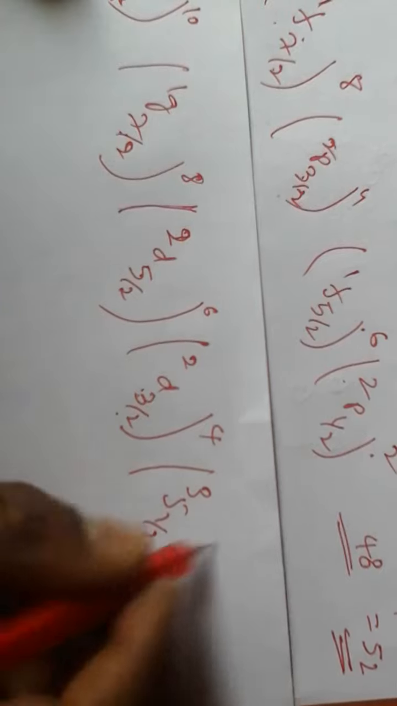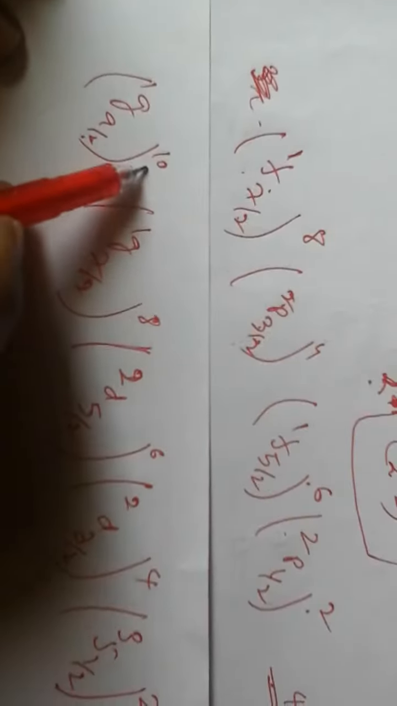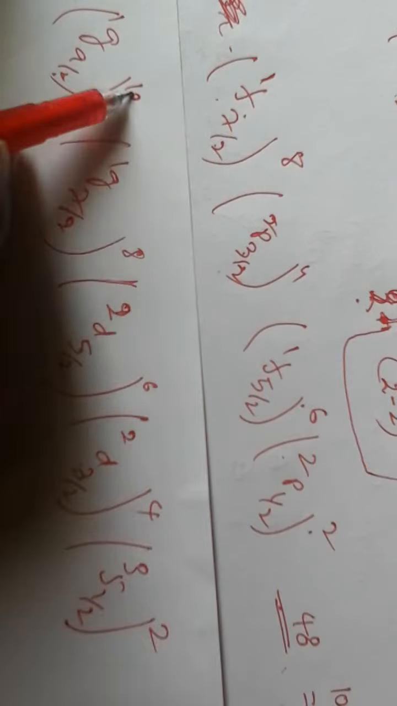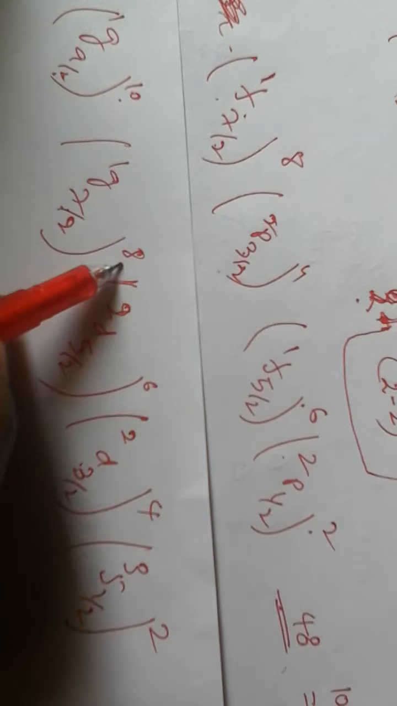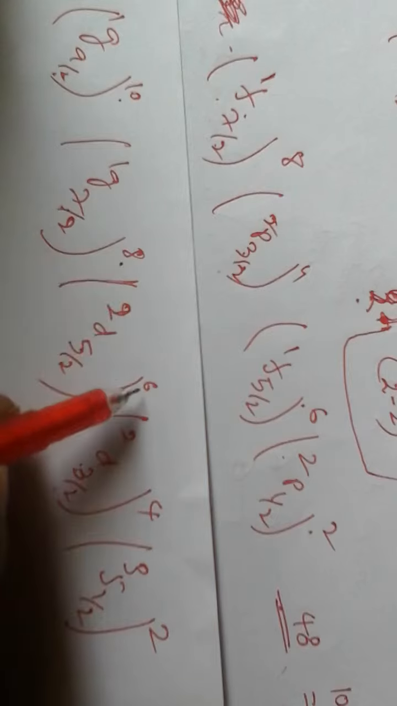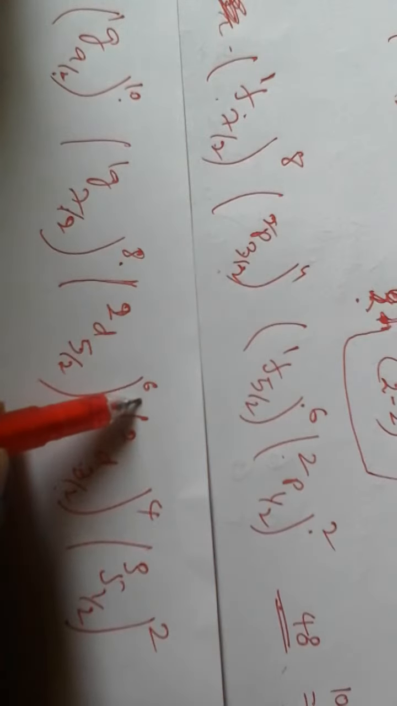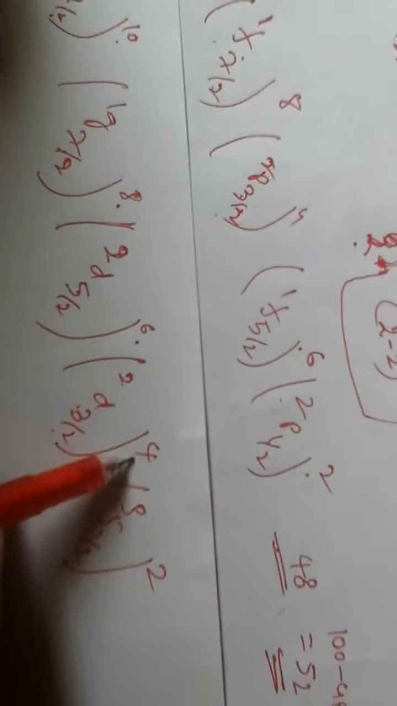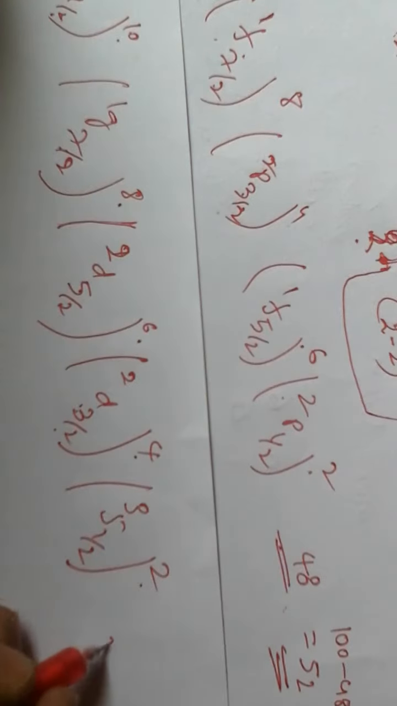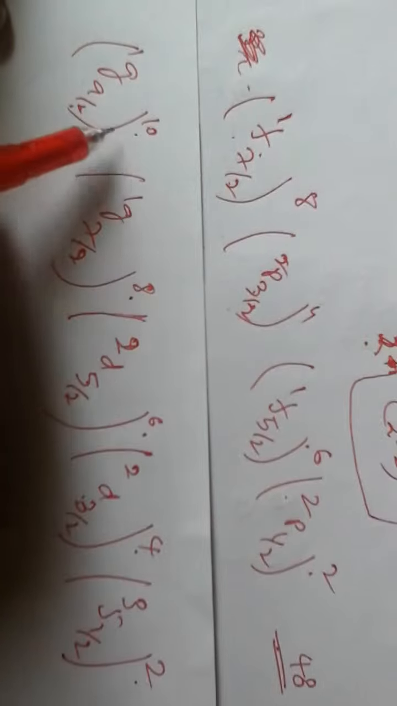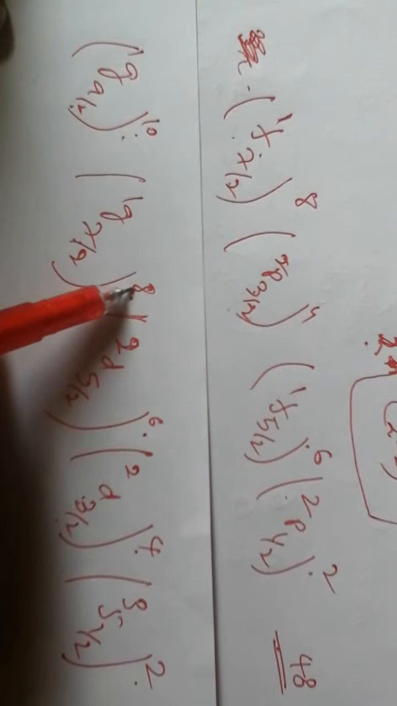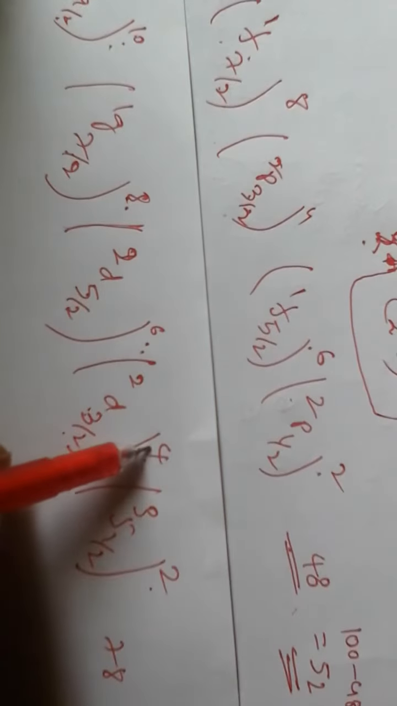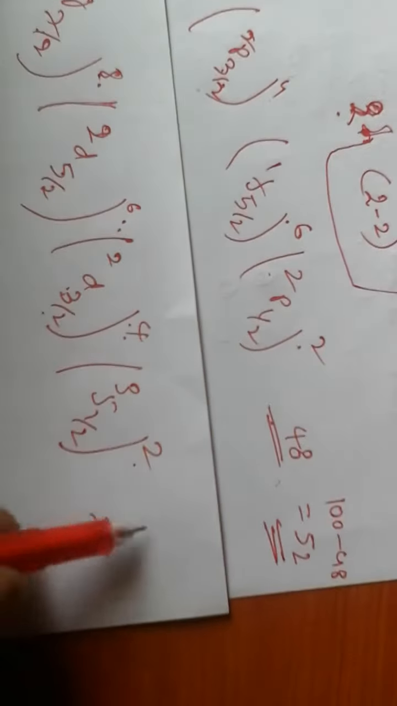3s of 2. So if we get 48, 48 plus 10, 58, 58 plus 8, 66, 66 plus 6, 72, 72 plus 4, 76, 76 plus 2, 78. So still we got 78 only. So 78 we have stopped here.